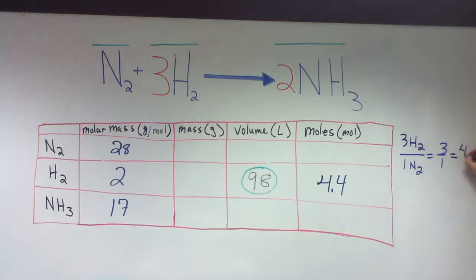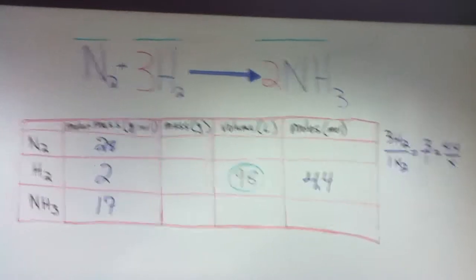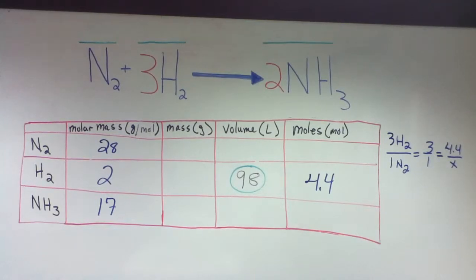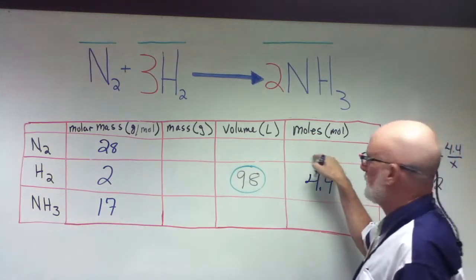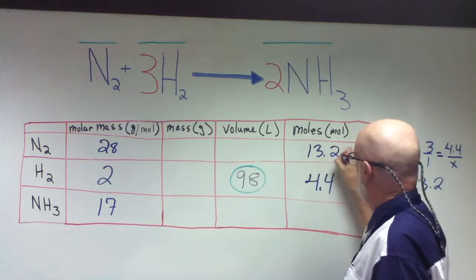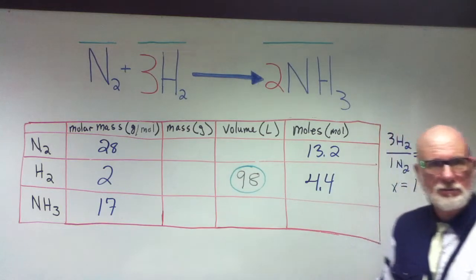Hydrogen 4.4 to X, right? Let's see if that's coming out. Okay, good, perfect. 4.4 over X. Solve for X. What do you get? X equals what? 13.2. You get it? 13.2. Yes or no? Yes, sir.